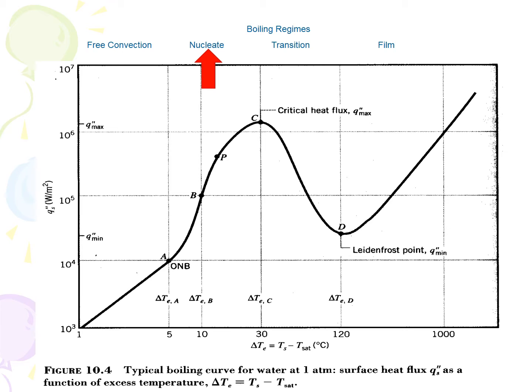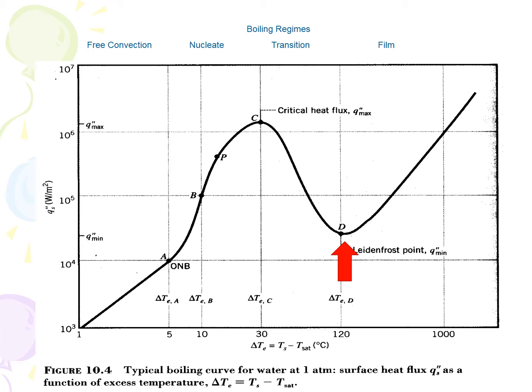Had Nukiyama controlled the excess temperature instead, the heat flux would have decreased from critical as shown in the graph, down to a minimum at the Leidenfrost point. If only Nukiyama had known the true form of the boiling curve, he bought many wires, thereby using up the equipment budget for the whole year.